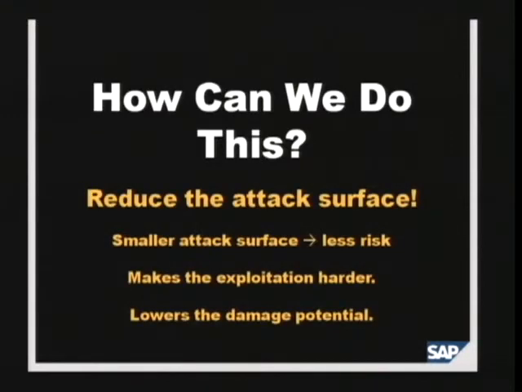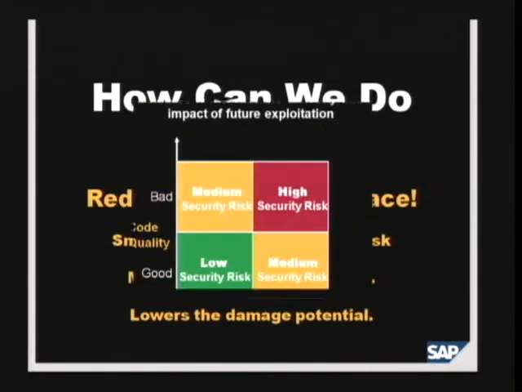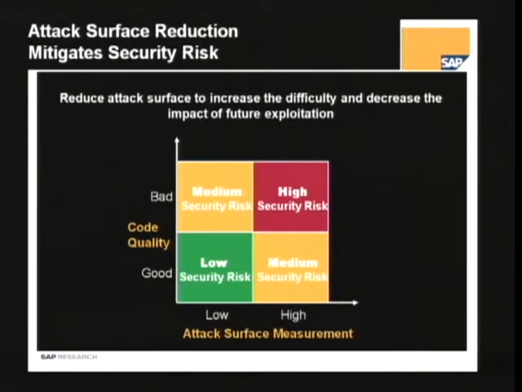We should try to reduce the attack surface. Because if you have a smaller attack surface, you have less risk associated with future vulnerabilities, right? And we could make the exploitation harder, and we can also lower the damage potential. So the ideal case is to have great code quality efforts, and also attack surface measures.